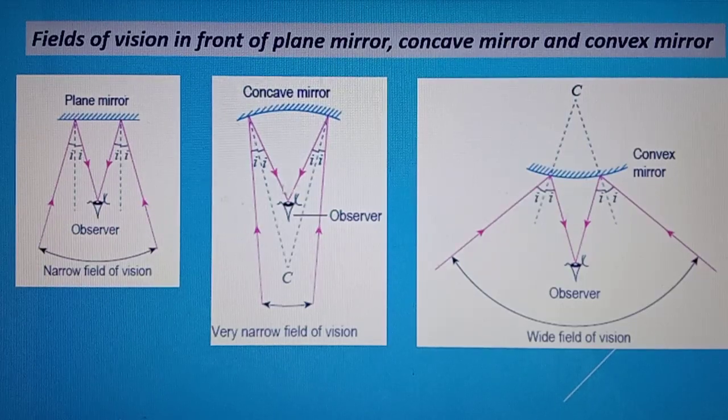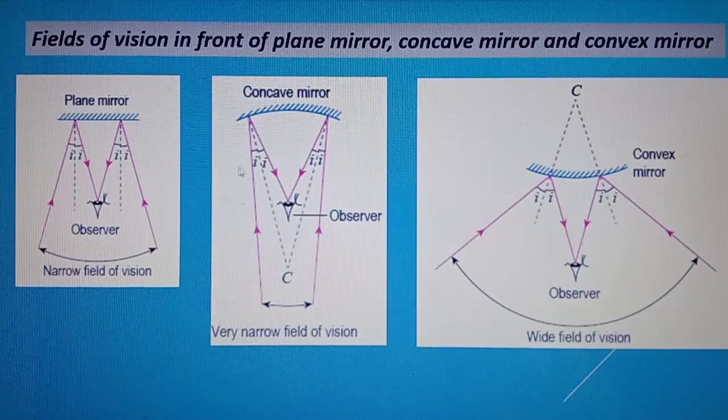So you must be able to relate this situation to what you discussed before about law of reflection. So angle of incidence equals angle of reflection. So you can see this angle is the same size. Okay, this angle is the same size. So wide field of vision for convex mirror as compared to concave mirror and plane mirror.